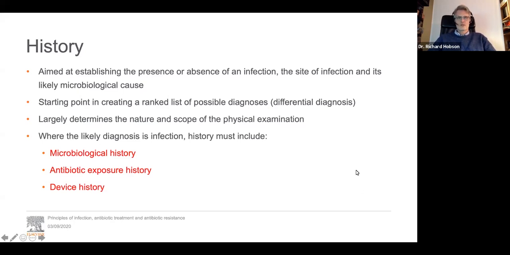Now, what I wanted to concentrate on for the purposes of this talk was 3 areas of the history which are very important in patients who are considered likely to have infection, but which, unfortunately, in my experience, as someone who gets involved secondarily in the care of patients with infection, are often omitted or at least glossed over. And these are the microbiological history, the antibiotic exposure history, and the device history. And I don't know why these are glossed over, but they do tend to be, and I expect it's just because the relative importance of them may not be as clear to a generalist as a person with special experience in infection.